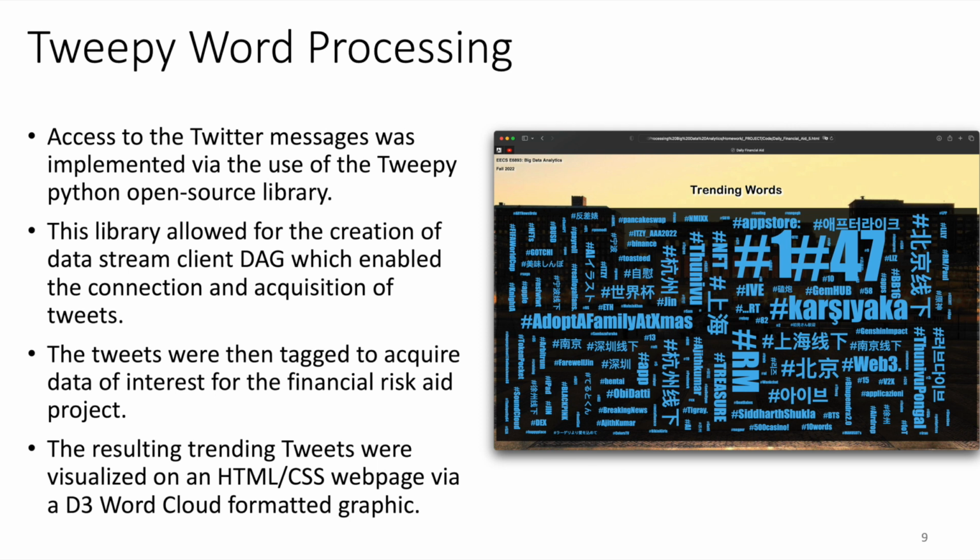Access to the Twitter messages was implemented via the use of the Tweepy Python open source library. This library allowed for the creation of data stream client DAGs, which enabled the connection and acquisition of tweets. The tweets were then tagged to acquire data of interest for the Financial Risk Aid project. The resulting trending tweets were visualized on an HTML CSS web page via a D3 word cloud formatted graphic.